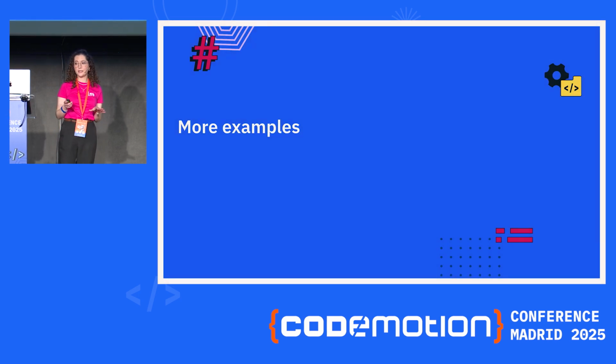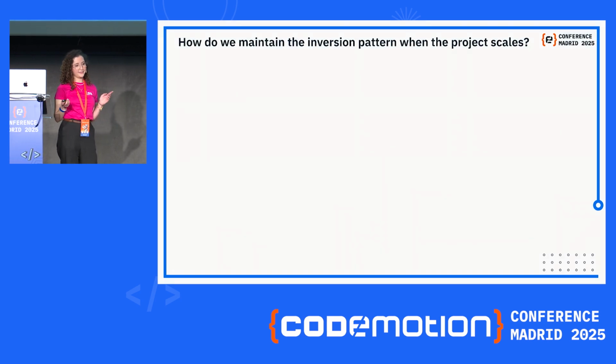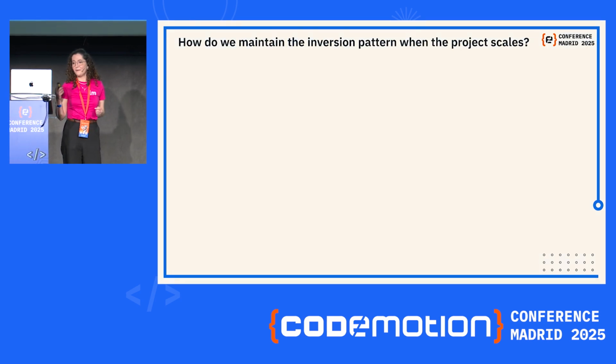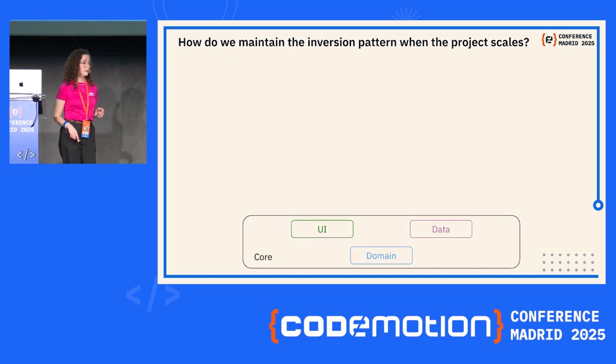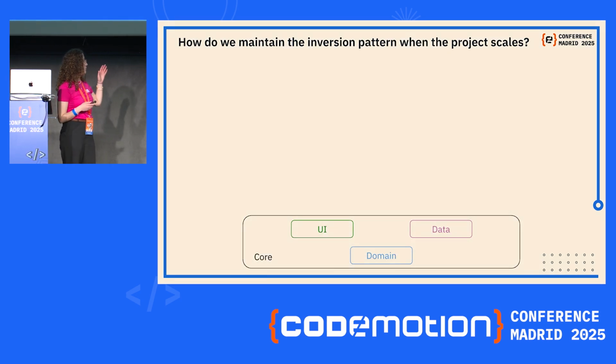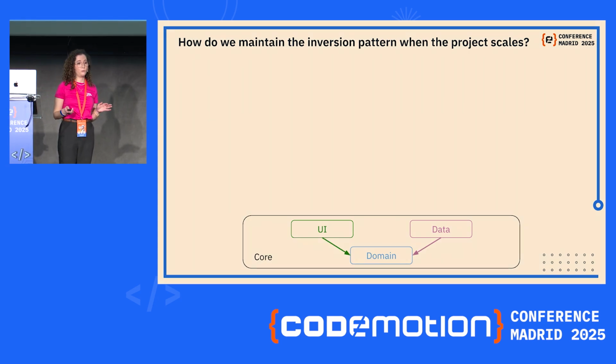So before we close, let's review one more example to answer the question that nobody asked: what happens if my app scales? How do we maintain this inversion pattern? And it is possible if we respect the basic layers that we defined before. So let's start with the core. Each layer will have its own components: UI, data, and domain. And like we saw before, we can always ensure that the dependency flow will travel down.